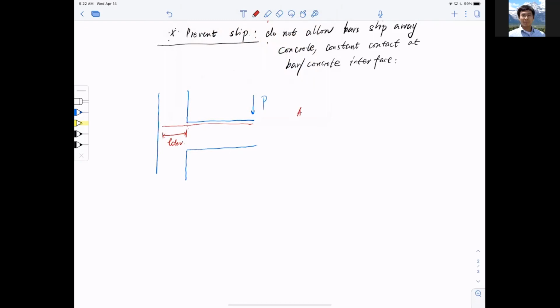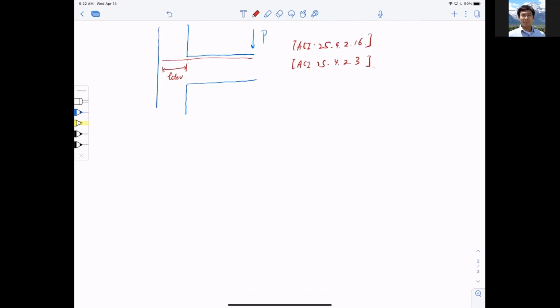By ACI 25.4.2.3, there's an equation for development length. So let's take a look at it. This is the basic equation for development length. When I say basic, that means the longest.